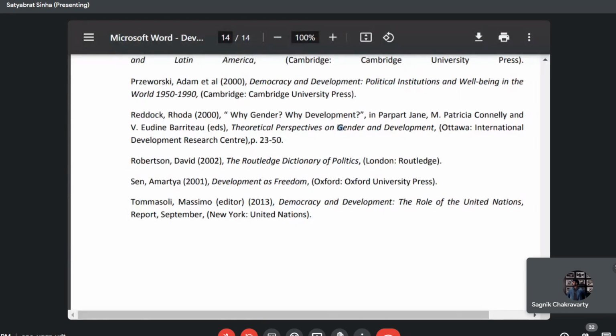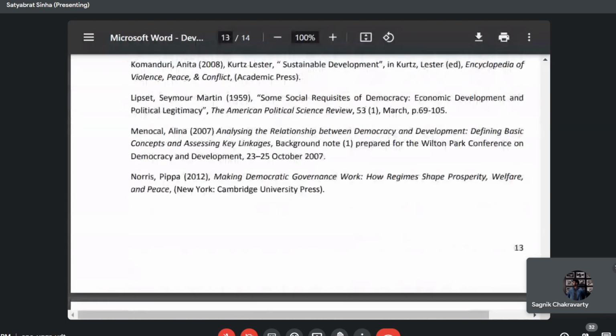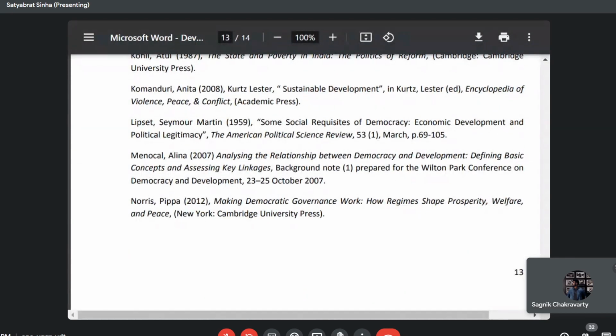So you see here Amartya Sen, and I'll show you Mencall, Alina Mencall 2007, analyzing the relationship in democracy and development.